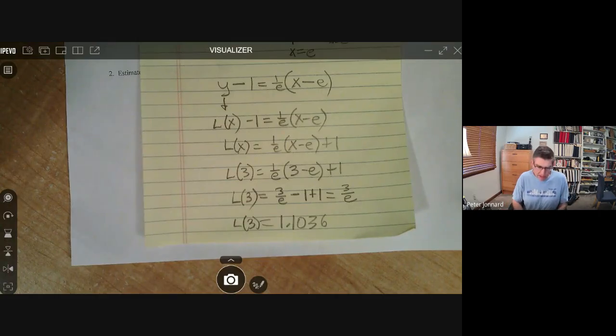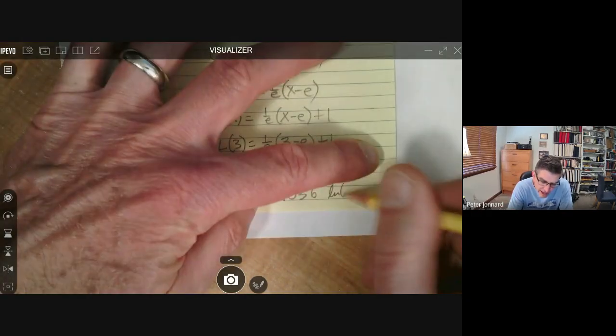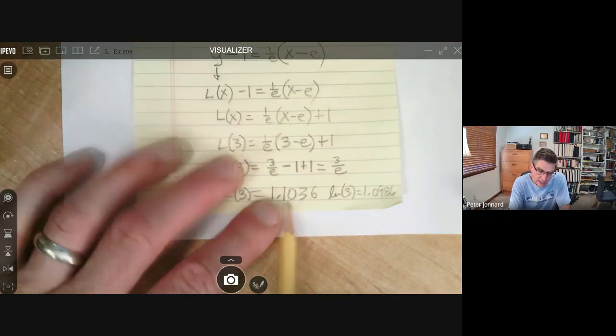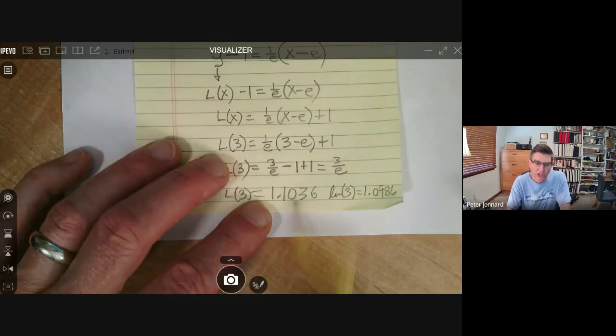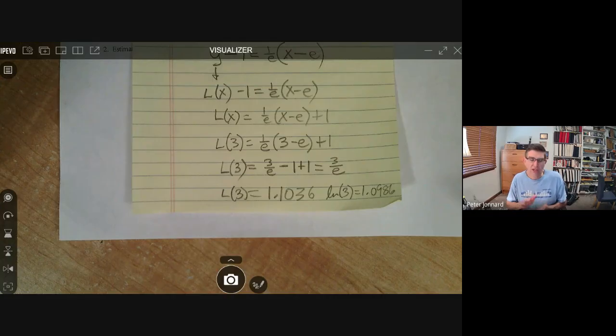If I type in the natural log of 3, let's see what that says. That says the natural log of 3 is actually equal to 1.0986. So it's really not a bad approximation. And then the question becomes, they almost always ask this in AP, is it an overestimate or is it an underestimate of the function?